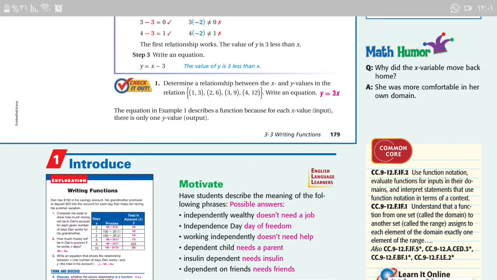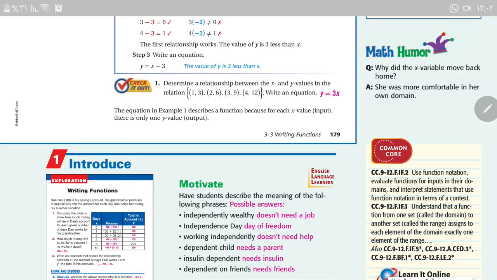Okay, shortly, y is the dependent variable, x is the independent variable. Okay, why do we call x the independent variable and y the dependent variable?